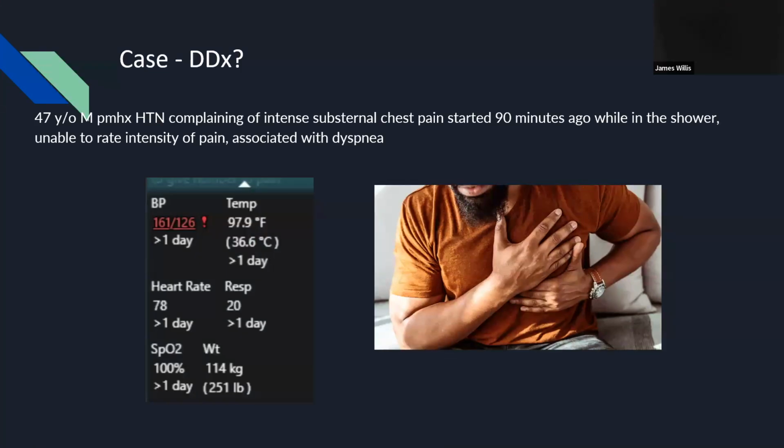So we have a 47-year-old male, past medical history of hypertension. They kind of just rush him into CCT, and he's complaining of intense substernal chest pain. Started around 90 minutes ago while in the shower, unable to rate intensity of the pain, associated with dyspnea. You have some vitals that you see here. I guess kind of just start off, what are some life-threatening diagnoses that we're thinking about?